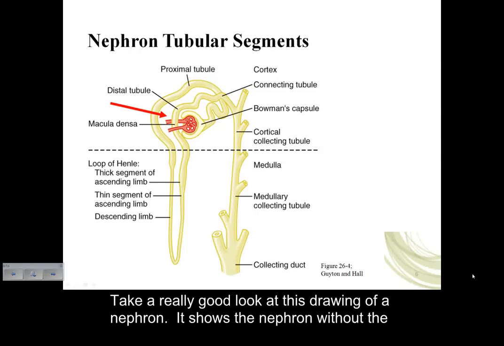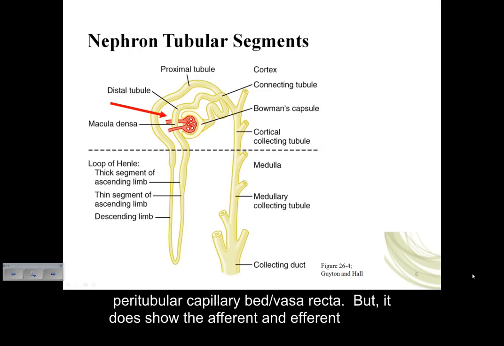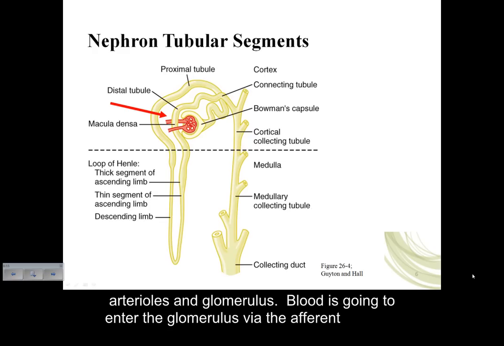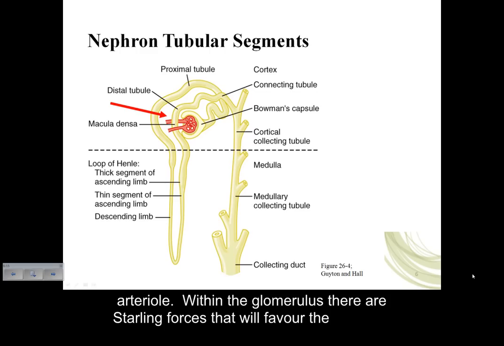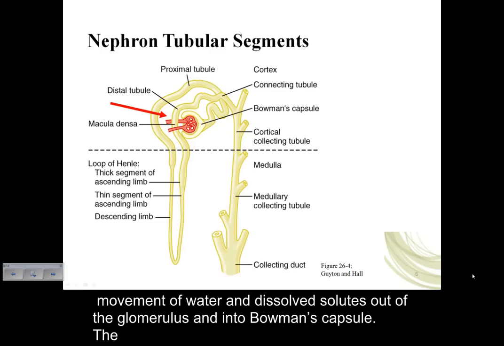It shows the nephron without the peritubular capillary bed or vasa recta, but it does show the afferent and efferent arterioles and glomerulus. Blood is going to enter the glomerulus via the afferent arteriole. Within the glomerulus, there are Starling forces that will favor the movement of water and dissolved solutes out of the glomerulus and into Bowman's capsule.